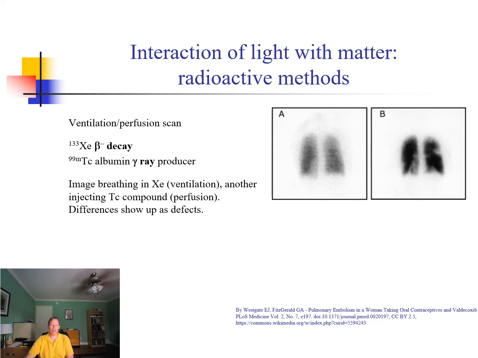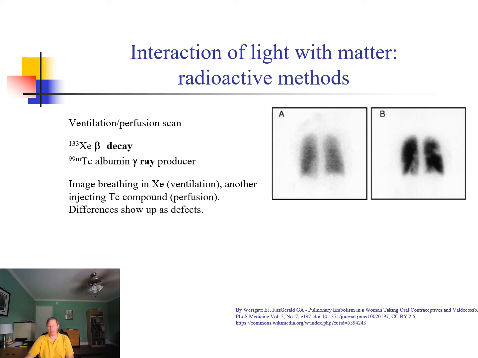So in a ventilation perfusion scan, I'm going to use two compounds. I'm going to have the person inhale xenon. Xenon is a noble gas, and xenon-133 undergoes beta decay. I also will introduce into the person's vasculature a technetium metastable. In this case, it's an albumin analog for technetium, which is a gamma ray producer.